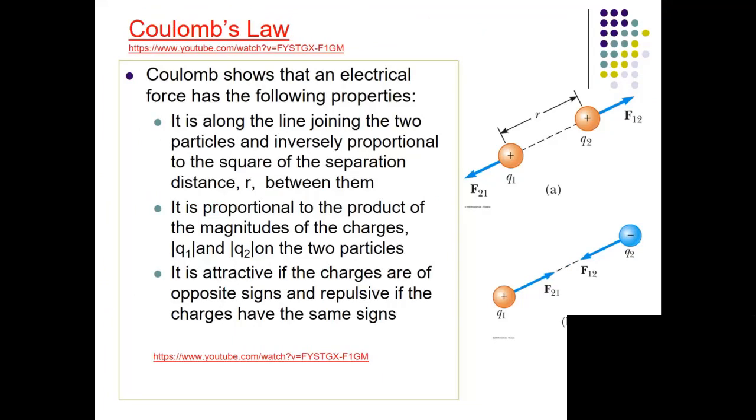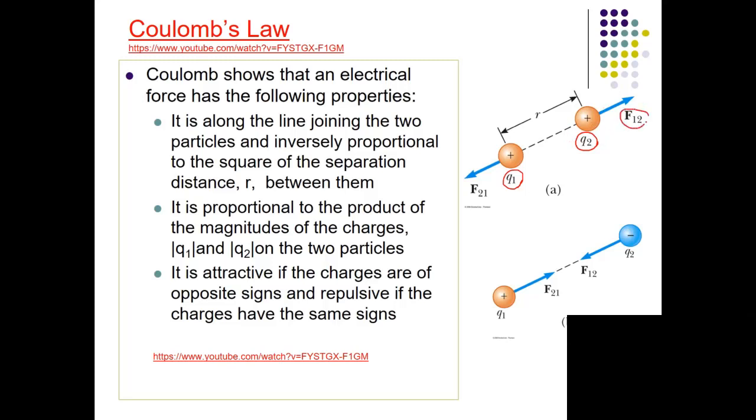Coulomb's law. Coulomb was the scientist who lived between 1736 and 1806 and experimentally demonstrated the existence of forces between charges. For example, let's take two charges, positive Q1 and another positive charge, Q2. These two charges each apply a force on the other one.